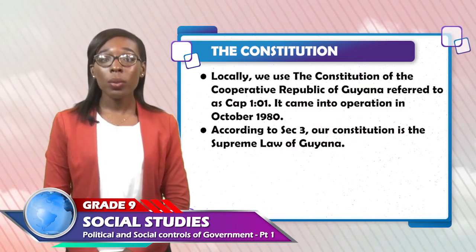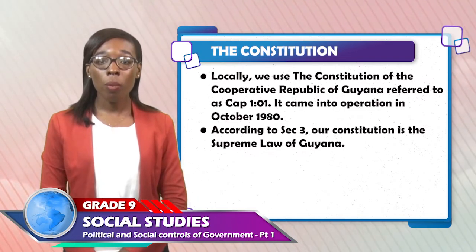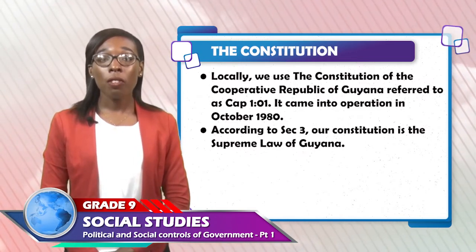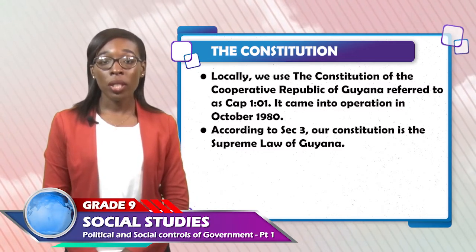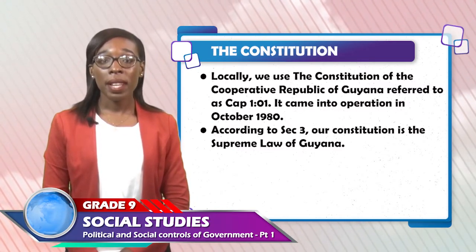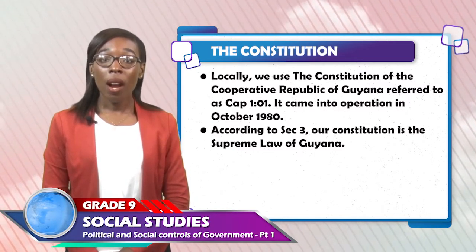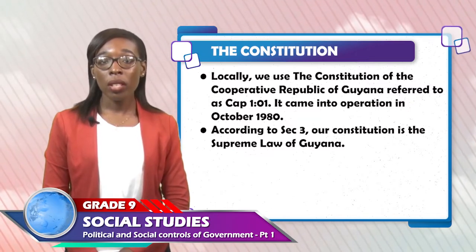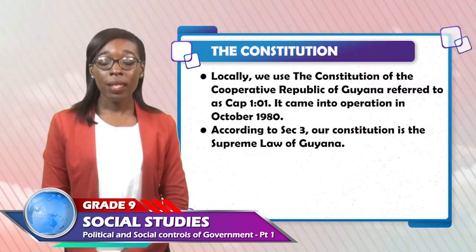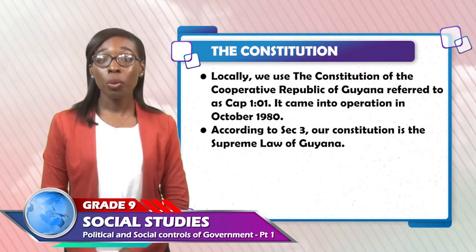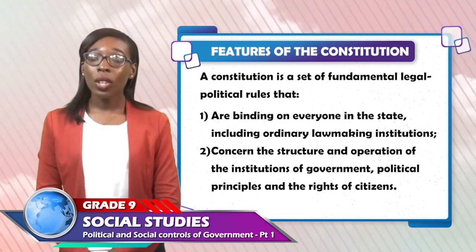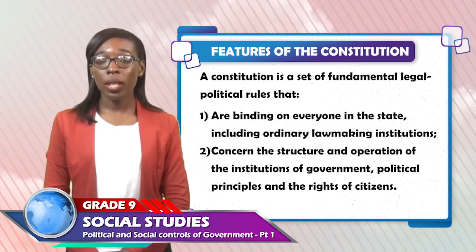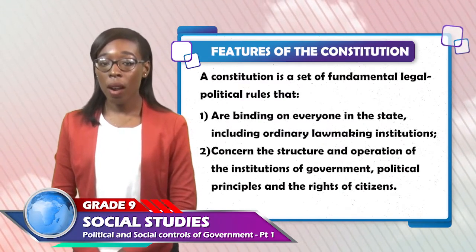Locally, we use the Constitution of the Cooperative Republic of Guyana, referred to as Chapter 1:01. It came into operation in October of 1980. According to Section 3 of our Constitution, it says that the Constitution is the supreme law of Guyana. Let's take a closer look at the Constitution and see what the features are.